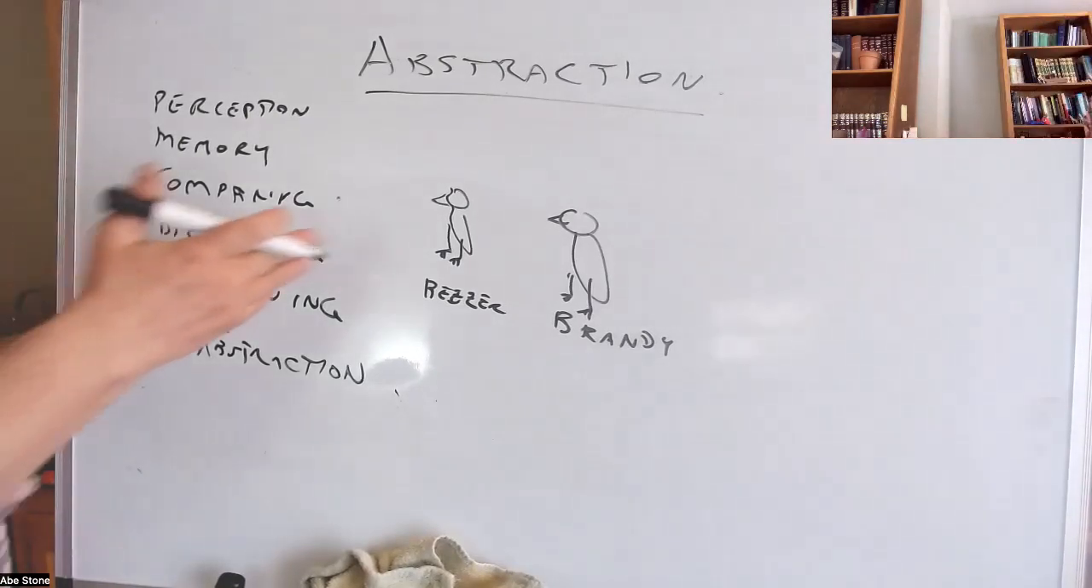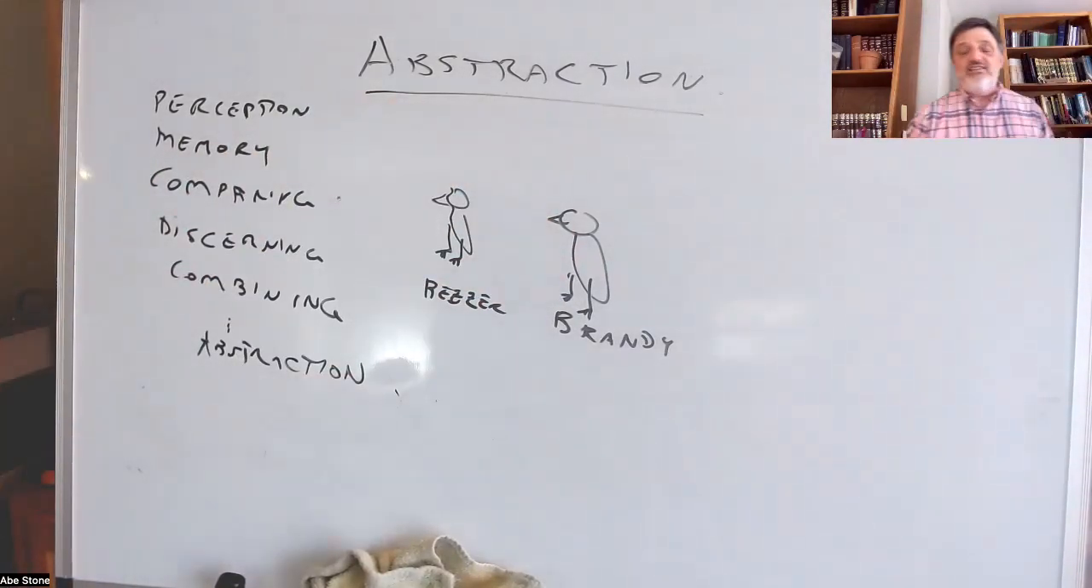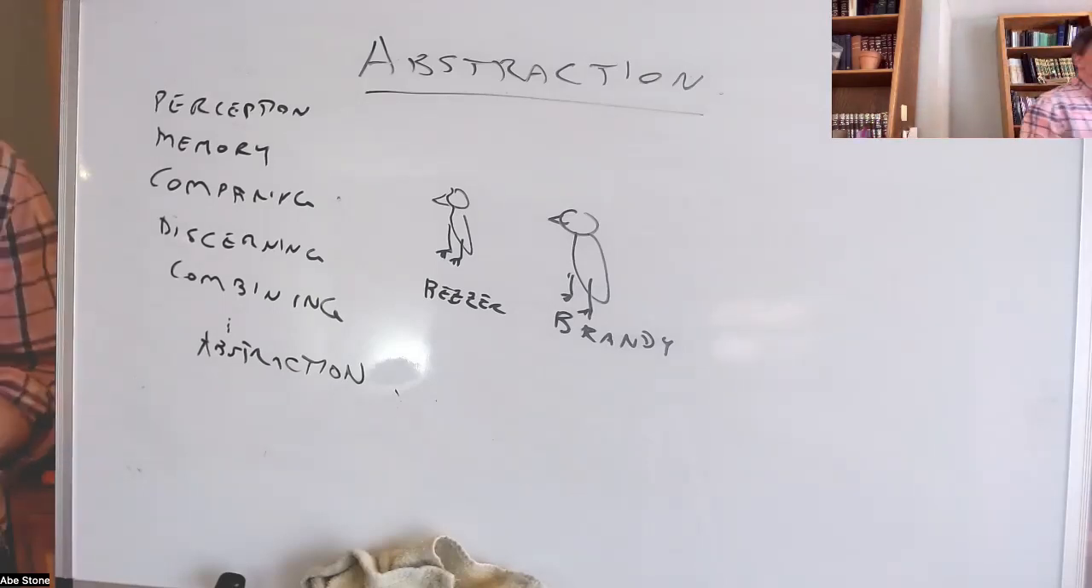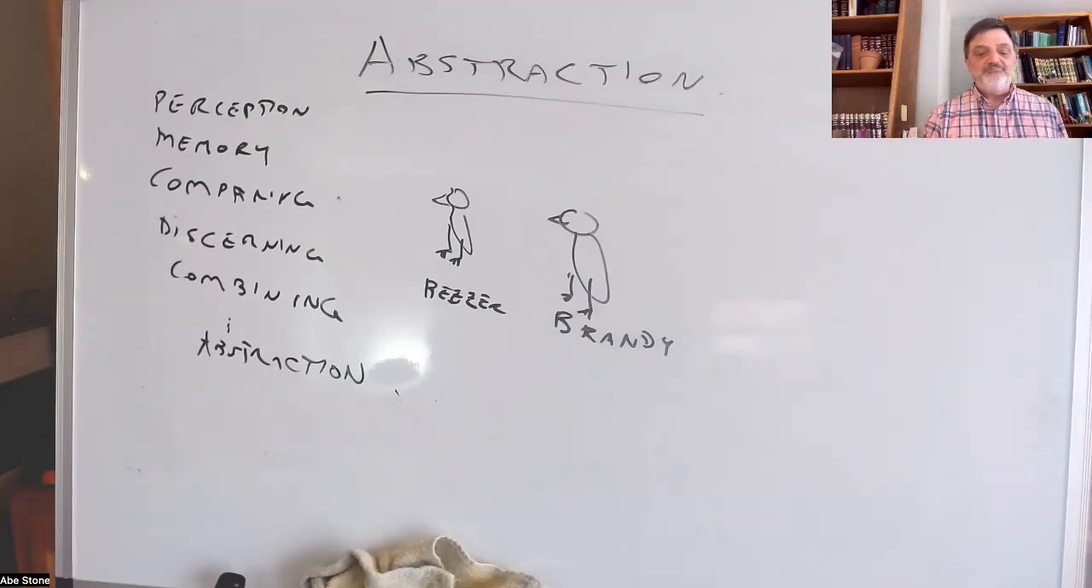So Beezer and Brandy are different in many respects. They're not the same size. They're both green, but maybe not exactly the same color green. They have different temperaments, et cetera, right? However, they're both parrots. What do we mean when we say they're both parrots? We mean that the general name parrot can be used as a name for both of them. Again, as I think I mentioned before, name and noun both come from the same Latin word, nomen. You can call it a general noun if you want.